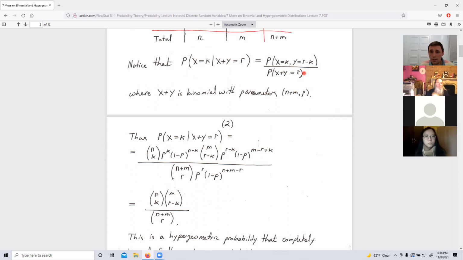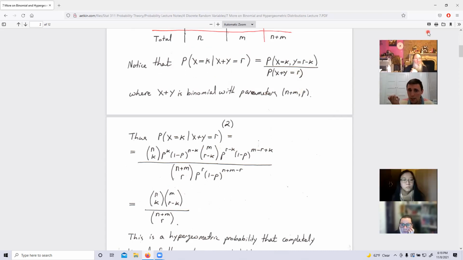And the bottom is what? That r people became sick is just which of the r people became sick, also binomial. n plus m choose r. Right?